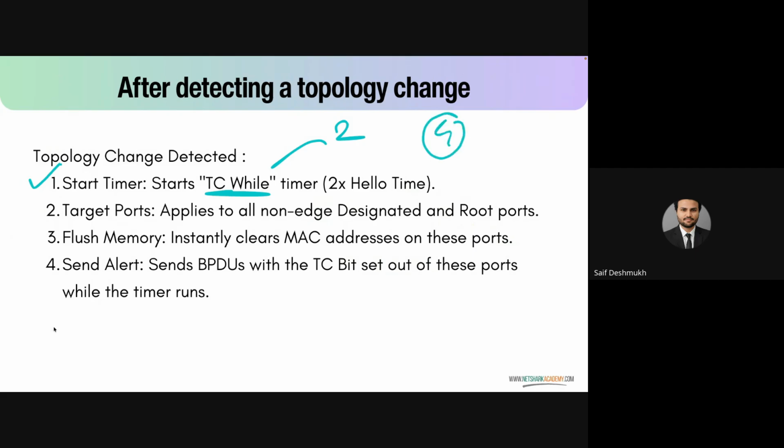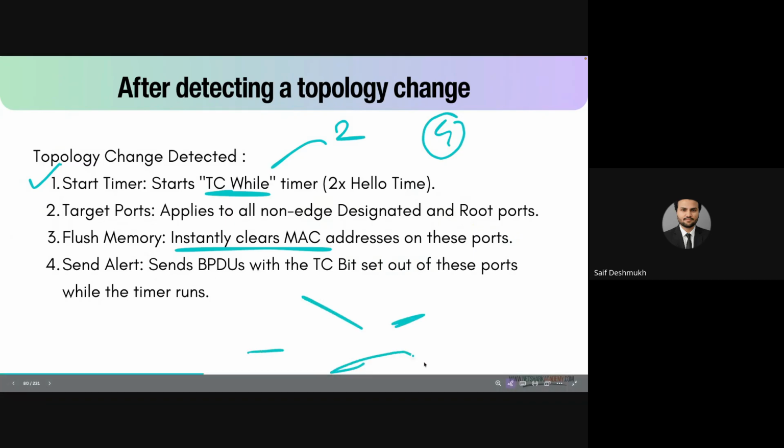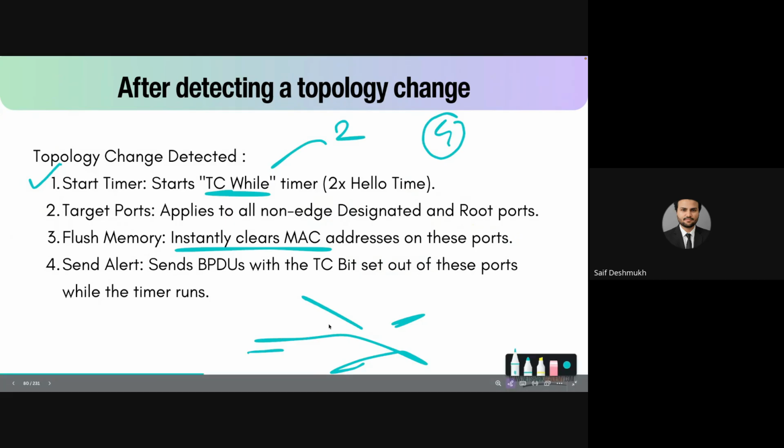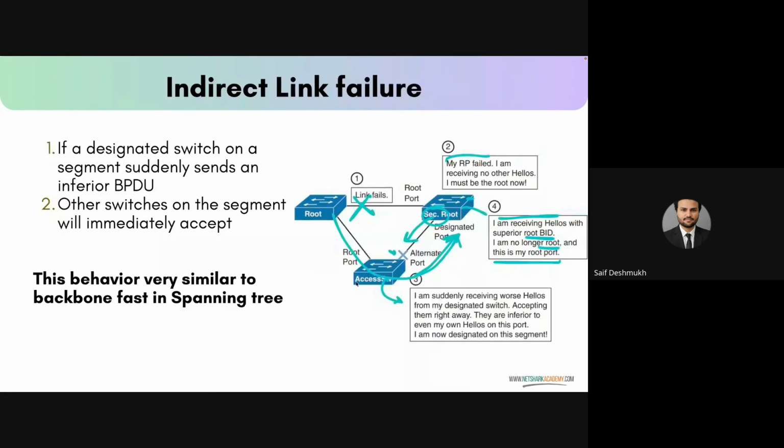And all the non-edge ports, non-edge designated and root port, basically all the ports that actually have a switch connected, it's going to clear all the MAC address table on those ports. And then it's going to send its own BPDU on all the interfaces. It's not waiting to send it towards the root bridge so that the root bridge conveys the message to everyone. It is going to send to everyone with a topology change bit set.